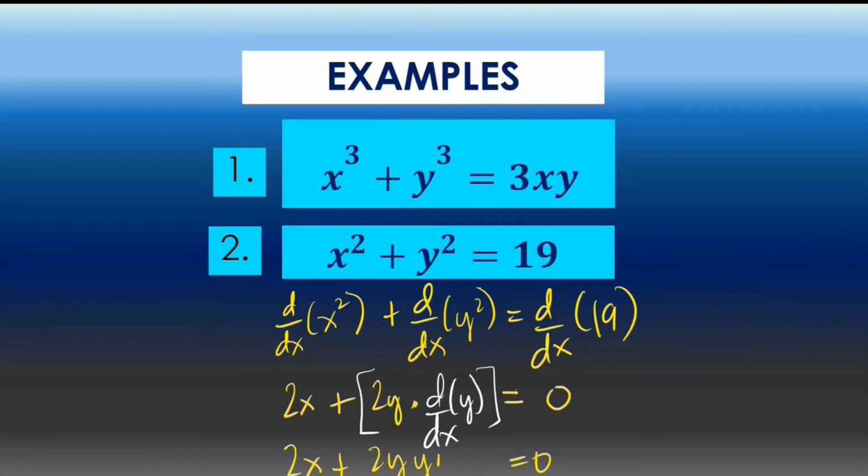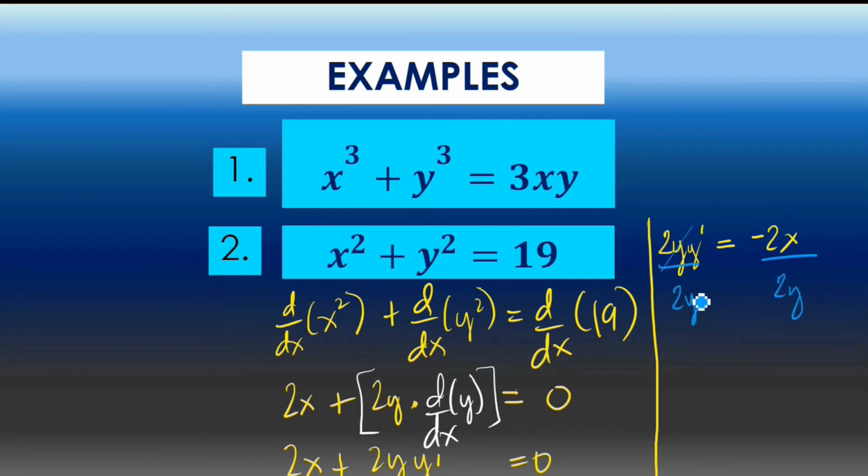So the next is you need to isolate the term with y prime on one side only. So isolating, we'll just leave the 2y y prime on the left. Then the 2x, you have to transpose it to the other side, so that will become negative 2x plus 0. So negative 2x only. And then you need to divide both sides by what? The 2y, because we only need y prime here. So dividing both sides by 2y, so we can cancel the 2y.